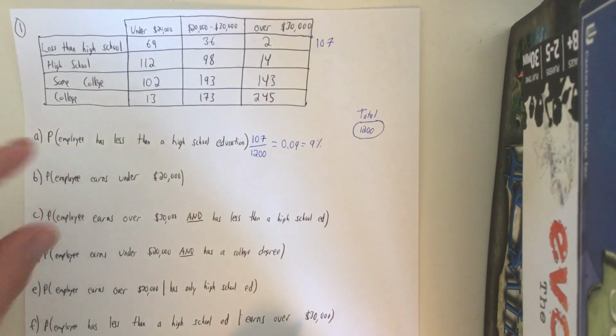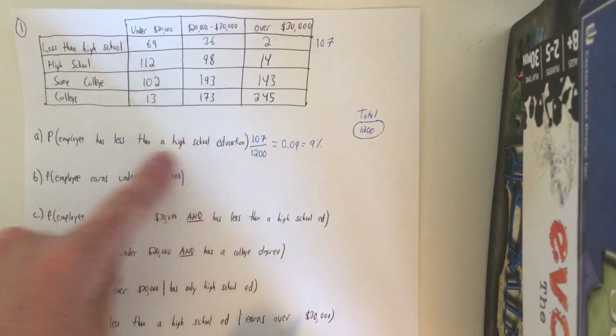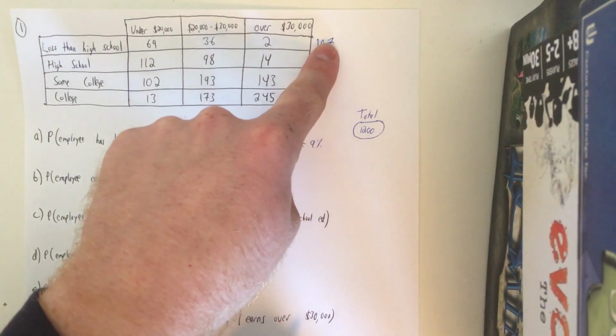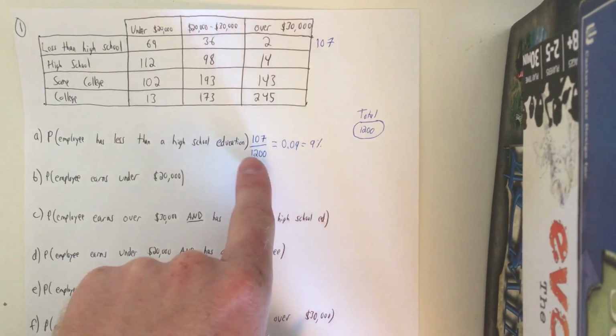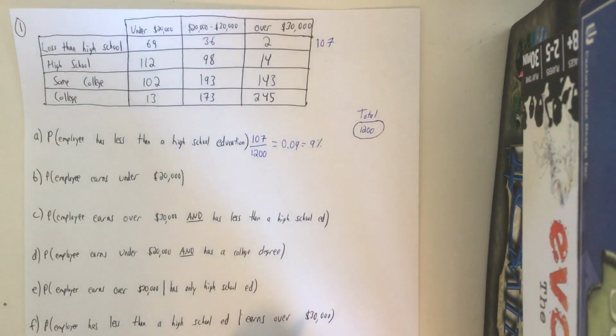Again, that P parentheses means the probability of. I take the number of people that have less than a high school education, which is 107, over my total, which is 1,200, and I get that it's a 9% chance of occurring. If you need to pause the video at this point, feel free to do so. I'm going to be continuing on to part B.